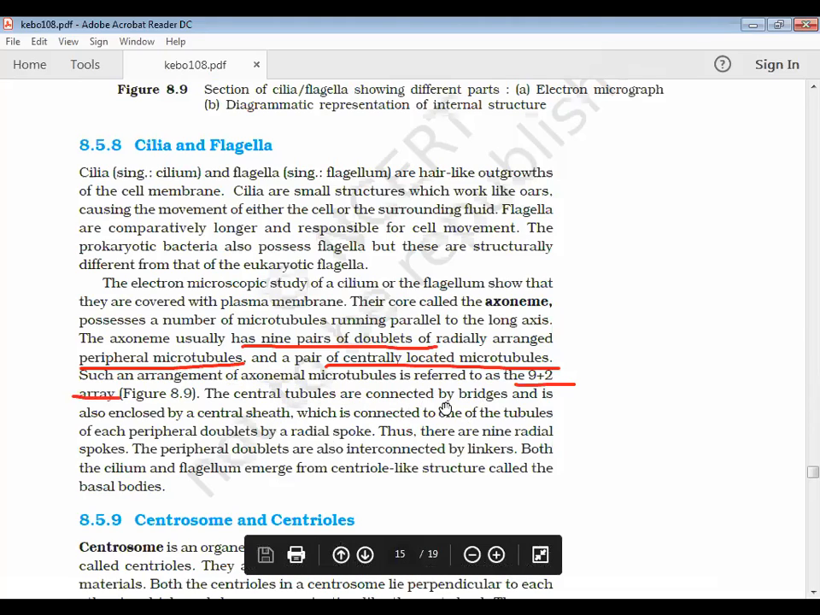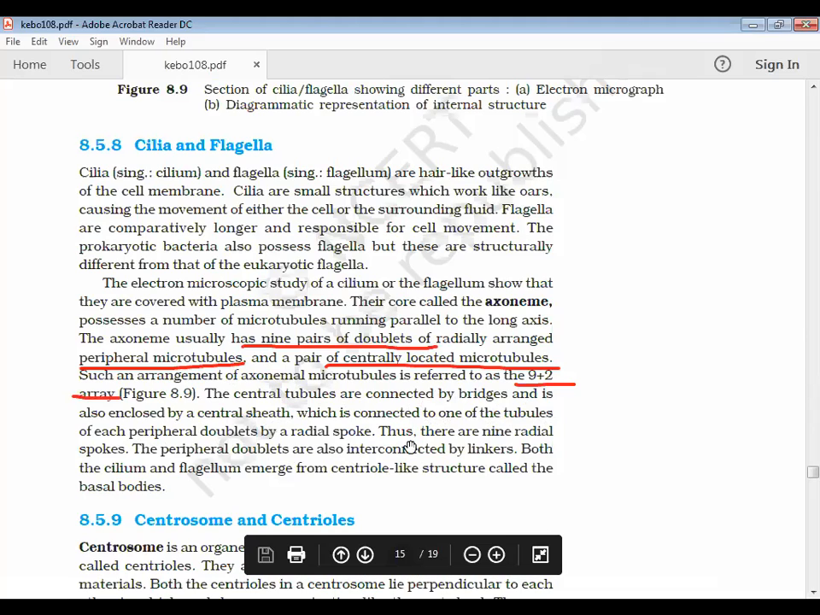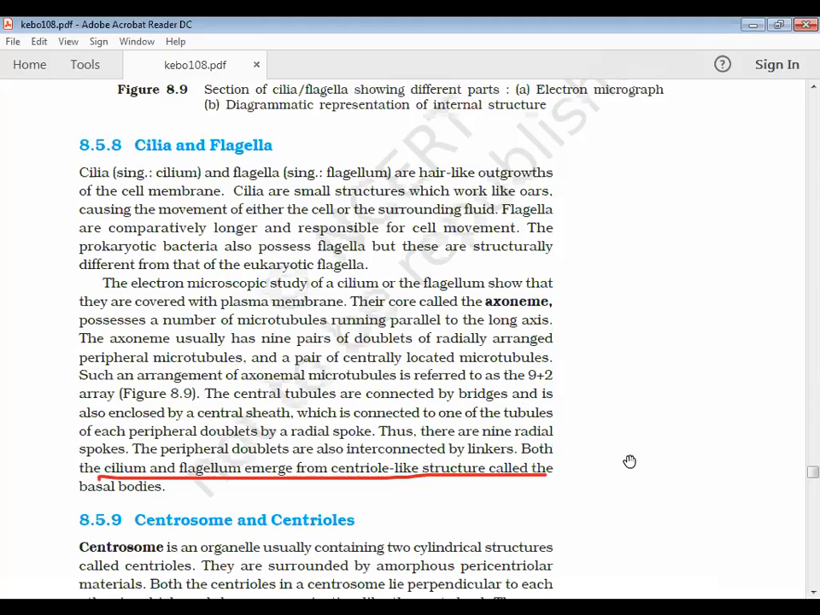The central tubules are connected by bridges and are also enclosed by a central sheath, which is connected to one of the tubules of each peripheral doublet by radial spokes. The peripheral doublets are also interconnected by linkers. Both the cilium and flagellum emerge from centriole-like structures called the basal bodies.